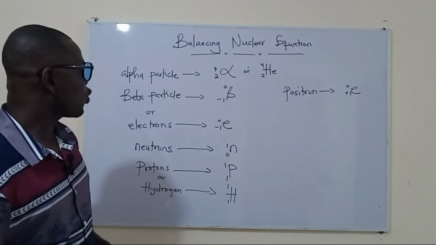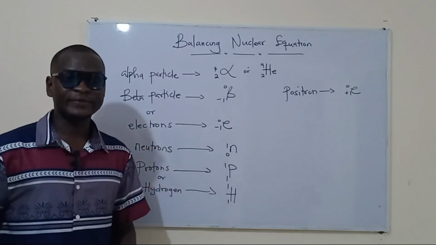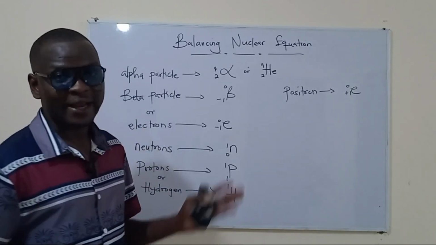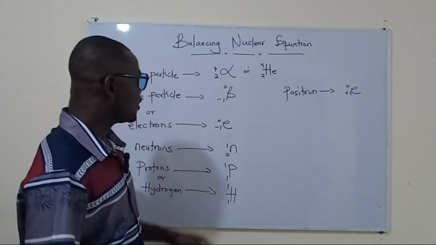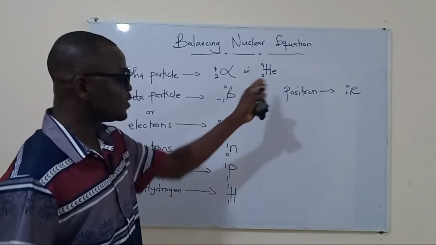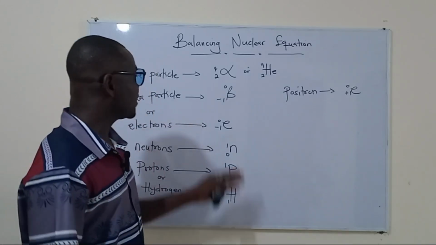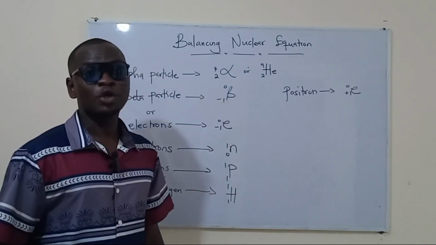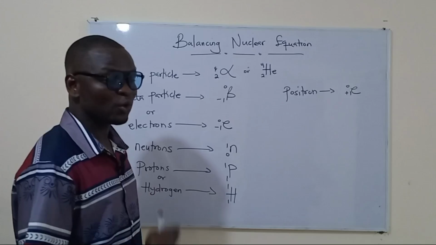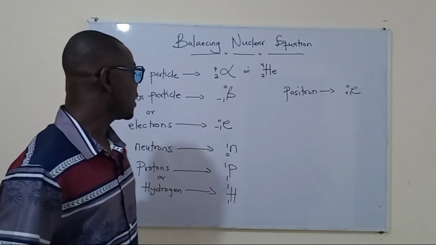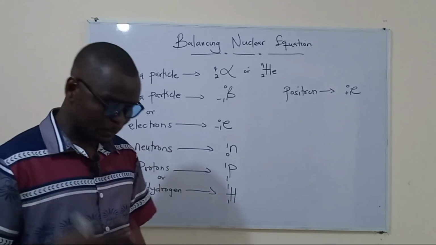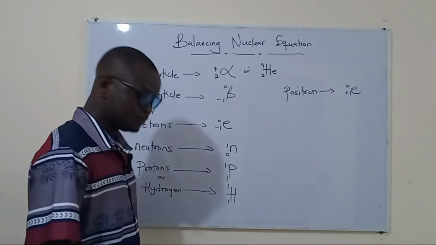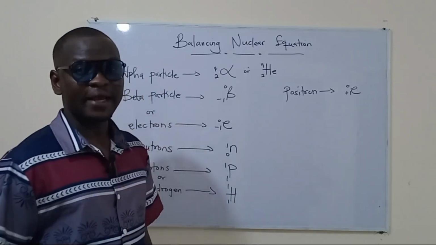So these are the common particles with their mass numbers and atomic numbers. When you are balancing nuclear equations and you see any of these particles written in an equation, you should know what their mass or atomic numbers are. Now let's take an example.